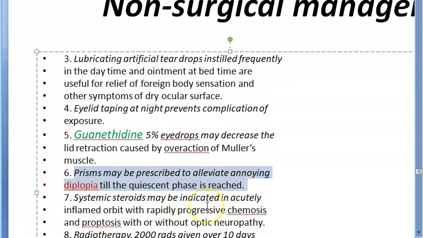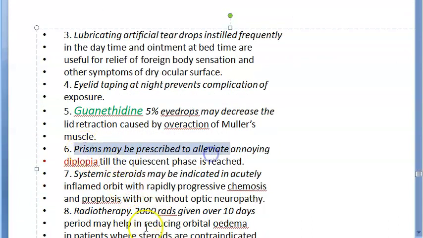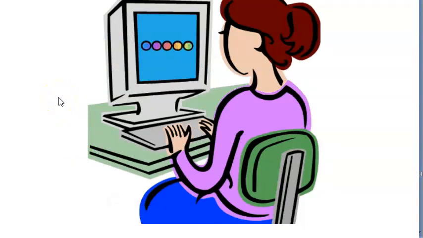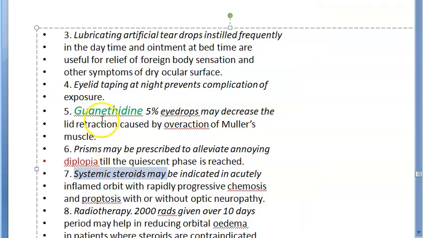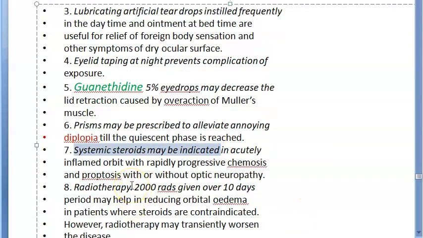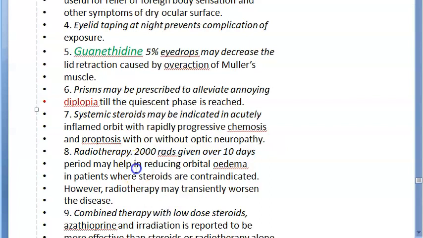Prisms, why will you give prisms? To remove the diplopia, which will be there till the inactive stage is reached. Yes, please focus. What are we looking at? Management. In that management, we're looking at non-surgical. Very good. So now let us continue, guys. Steroids you will give. Why? To reduce inflammation. Okay. Radiotherapy you can give. 20,000 rads given over 10 days may help in reducing orbital edema. First time I'm seeing radiotherapy actually for this. Otherwise, we always hear of radiotherapy in cancer. Radiotherapy to reduce orbital edema.